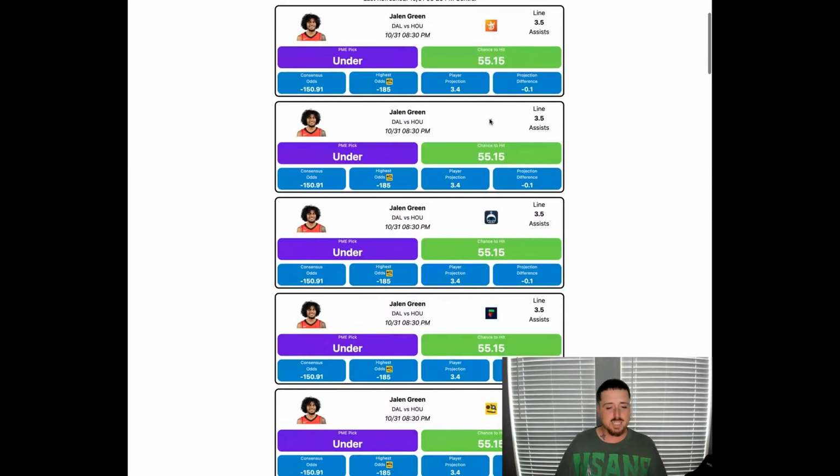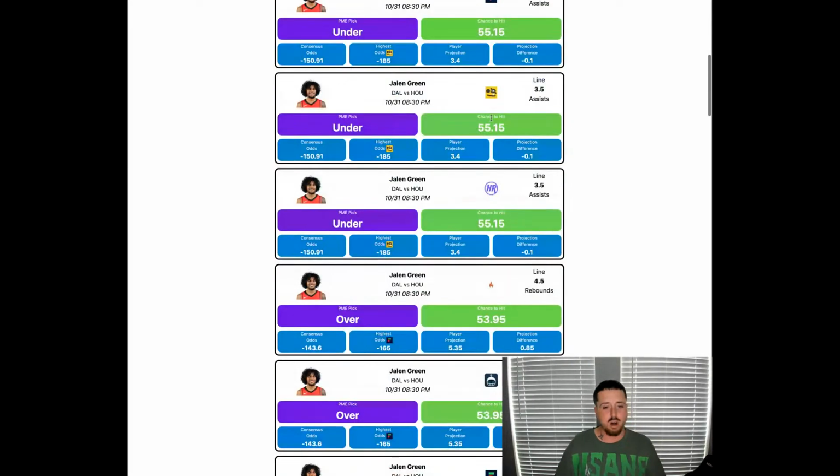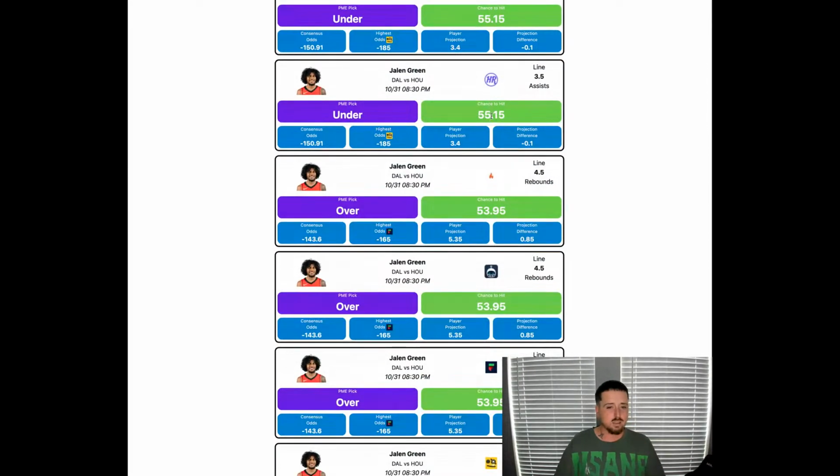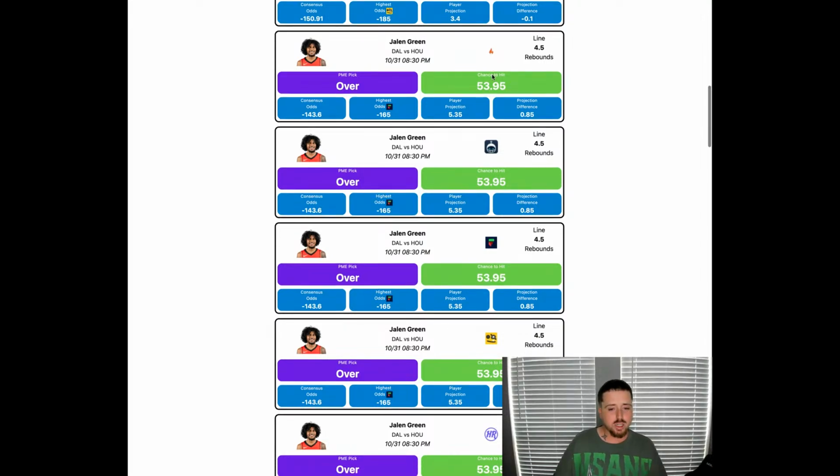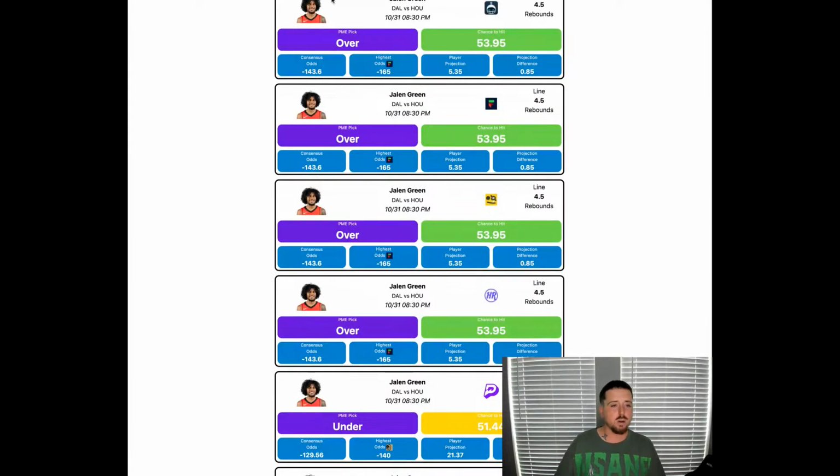DraftKings Pick 6, Hot Streak, Sleeper, Flip, Parlay Play, Hard Rock. You want his assists under 3.5 on those sites. And then his over 4.5 rebounds is 53.95. Hot Streak, Sleeper, Flip, Parlay Play, and Hard Rock. Those are the best Jalen Green props overall today.